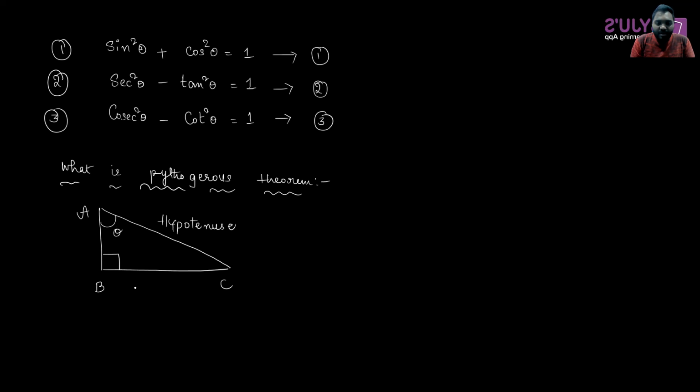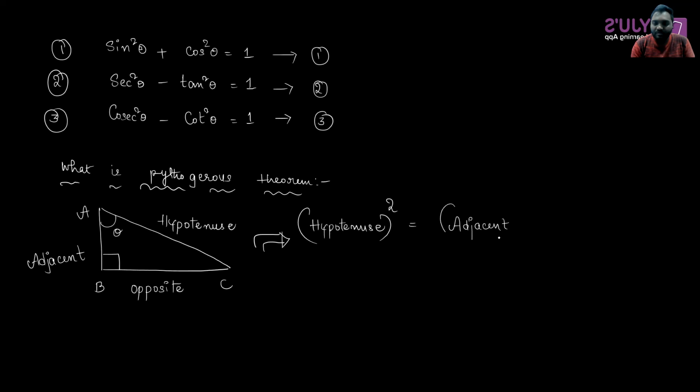When theta is at A, BC will be the opposite side, because it lies opposite to the angle theta. The adjacent side is the side immediately adjacent to theta. Now for any right angle triangle, the relation between all the sides is hypotenuse square equals adjacent square plus opposite square. So this is the Pythagoras theorem.